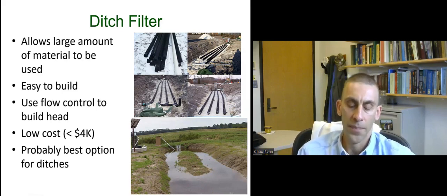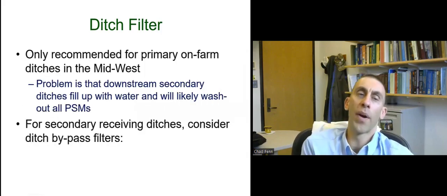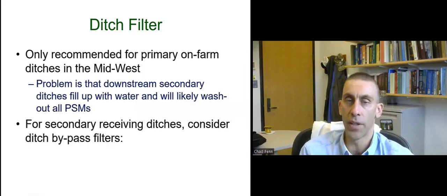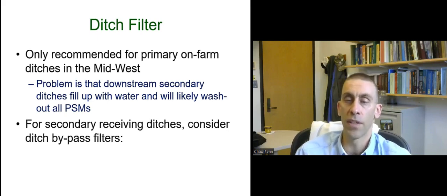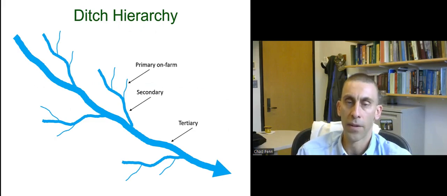However, these work great on the eastern shore of Maryland, but I only recommend those in the Midwest for on-farm ditches, not the larger secondary ditches. The problem is that your downstream secondary ditches fill up with water. If you try to build one there, it's likely for the PSMs to just be washed out. So for secondary receiving ditches, instead consider a ditch bypass filter where, all right, so we have your primary on-farm ditches. Here are your secondary ditches, obviously much larger, carrying a higher flow rate.